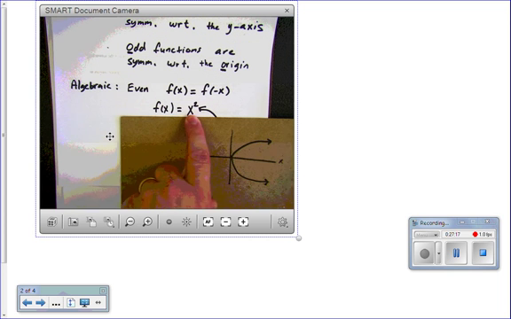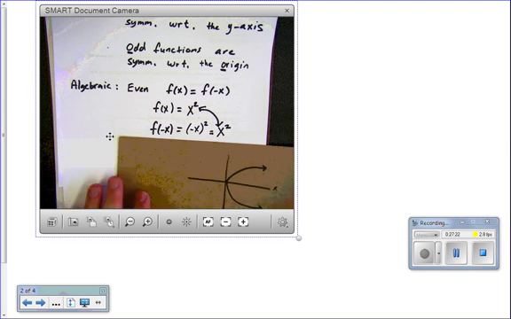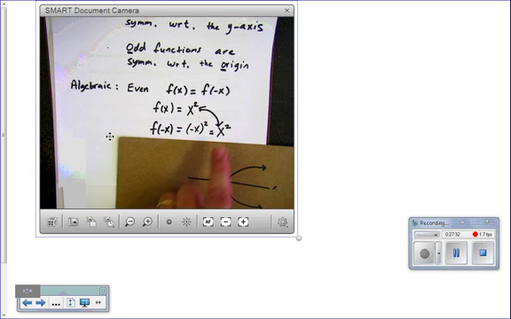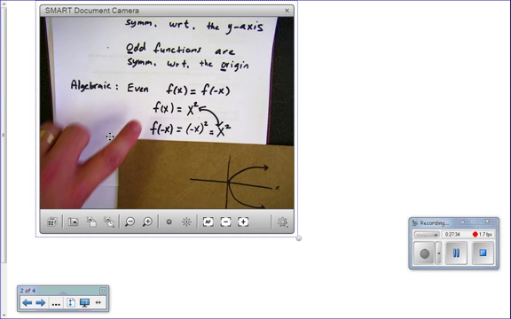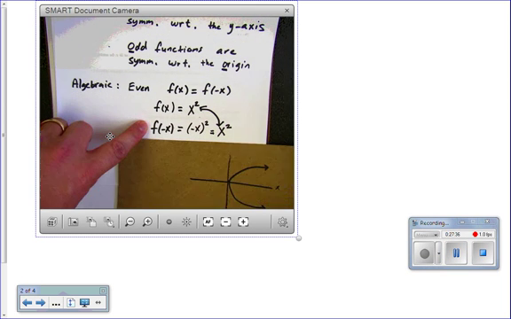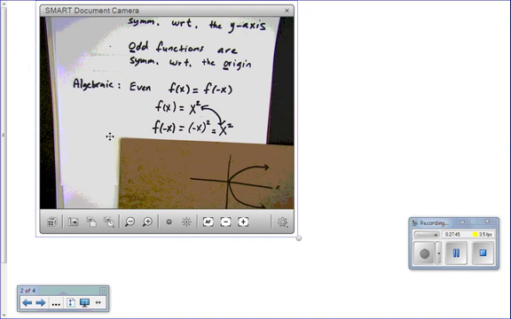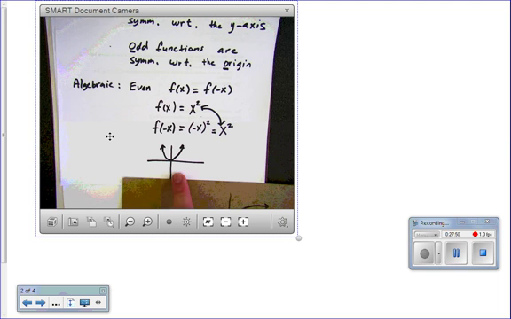If I put a negative in place of x right there and square it, it's still going to be x squared. So notice, f of x and f of negative x are equivalent. It's the same thing. Because f of x equals f of negative x, that function would be even. And we can think of it graphically there too.